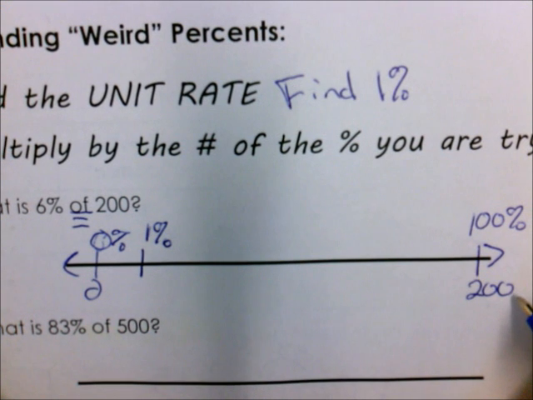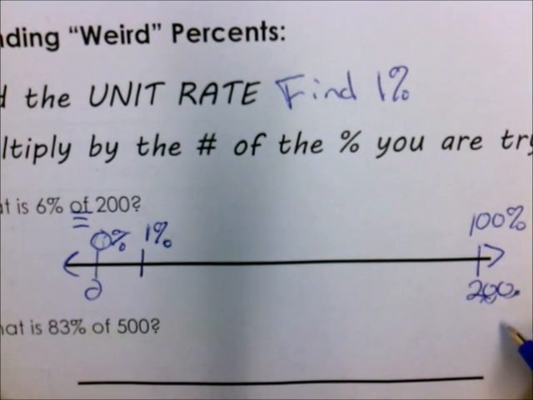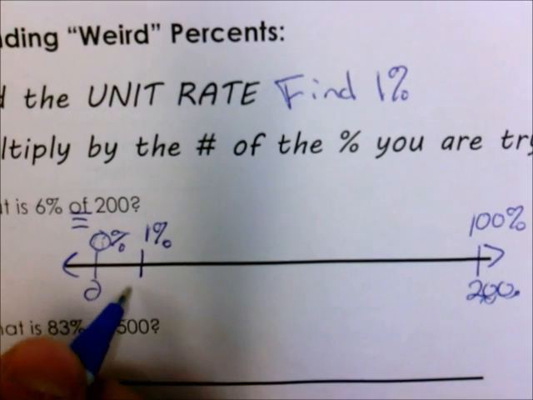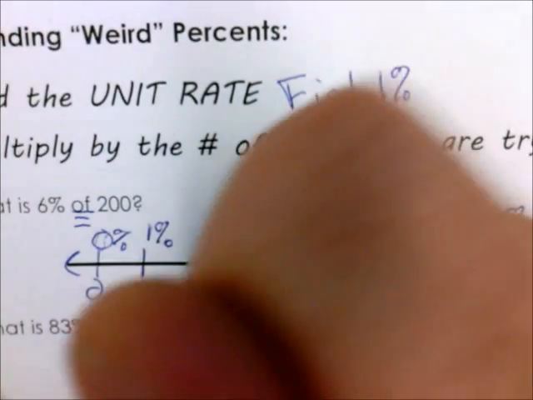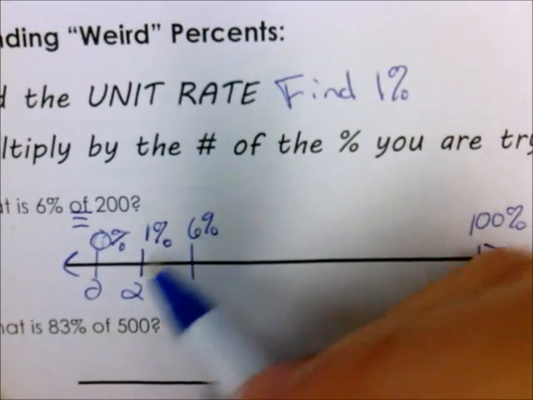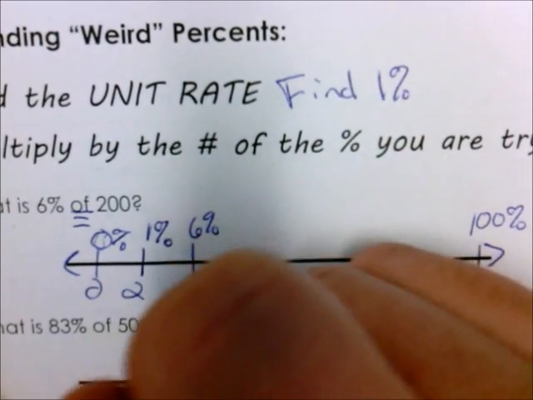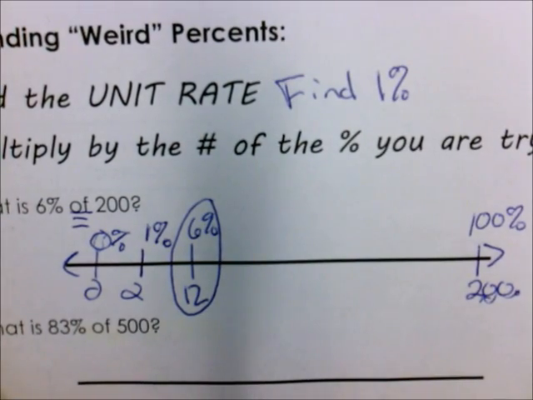Take this number. The decimal point is always at the end of 200. Move it twice to the left. 1, 2, and that's going to be my 1%. It ends up being just the number 2. There we go. Alright, so 1% of 200 is 2, so that means 6% is 2 multiplied by 6. 2 times 6 is 12. So 6% is 12 there.